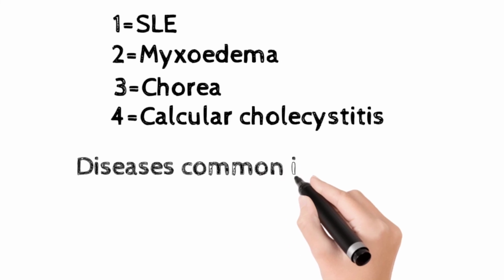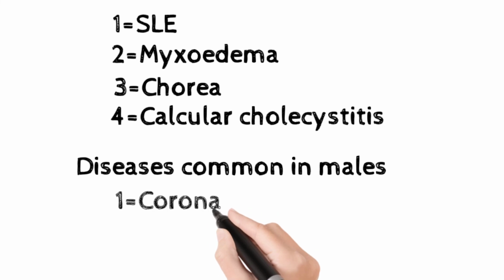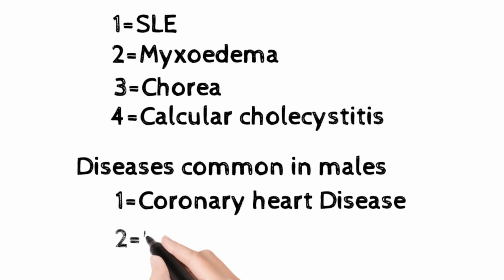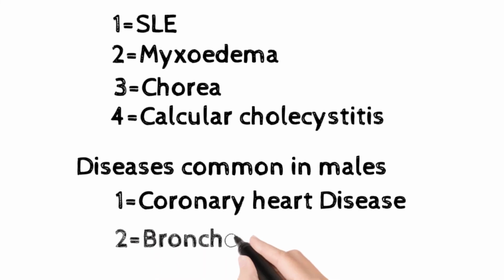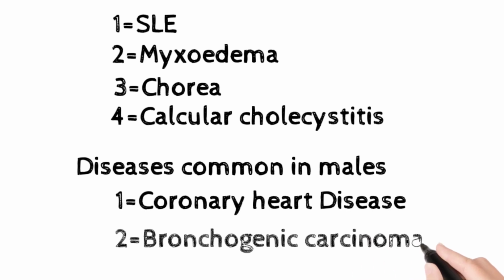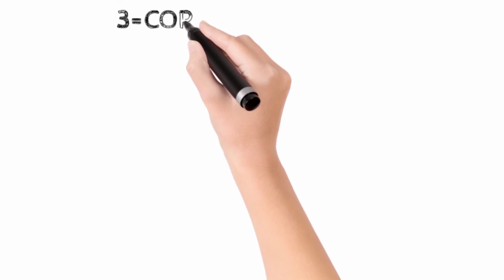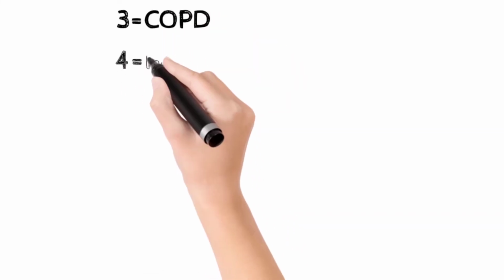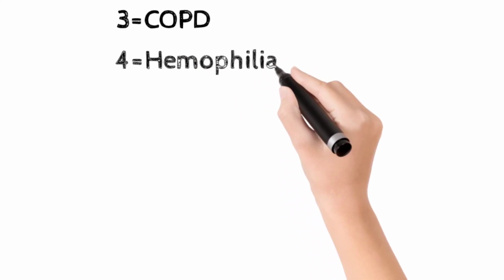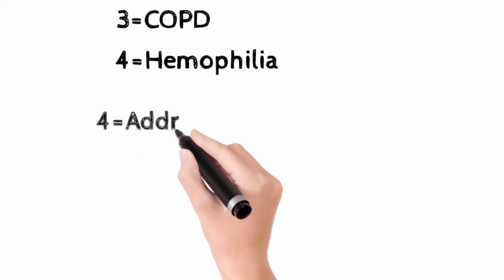Now come to the diseases common in males. Number one is coronary heart disease. Second is bronchogenic carcinoma. And the third is COPD. And the fourth is hemophilia. These are the diseases which are common in males.